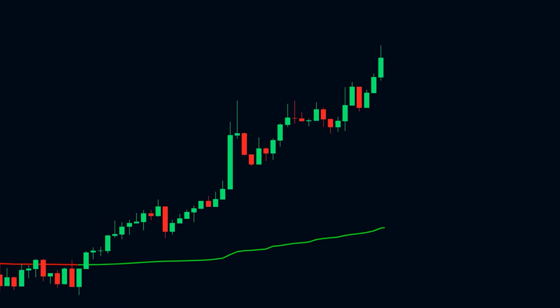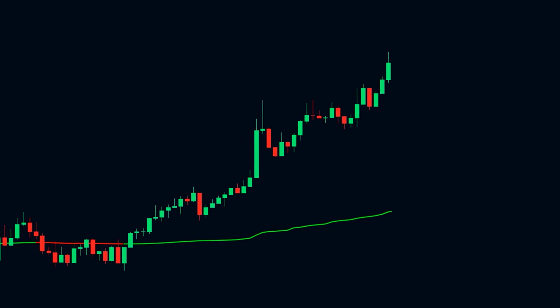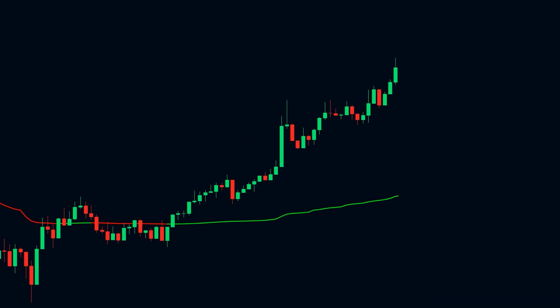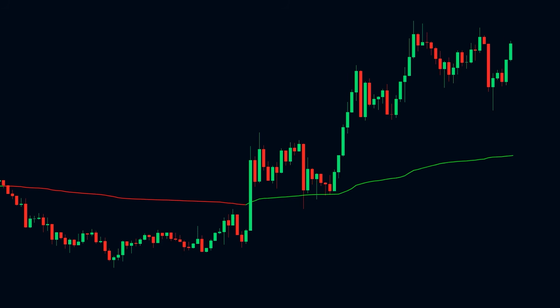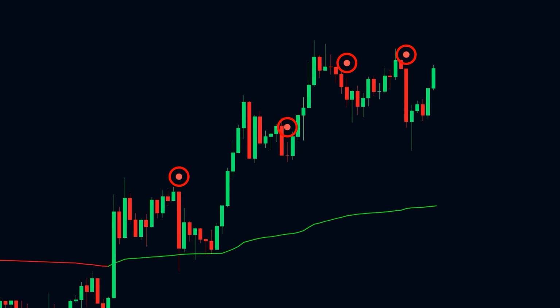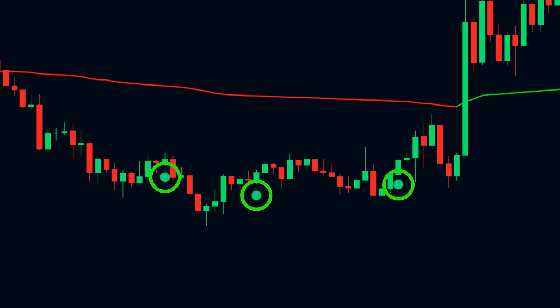It also scans for gaps and automatically discards any signal that forms during unusual or illiquid price action. There's a built-in cooldown to avoid clutter. You won't see a cluster of dots in one trend unless each divergence is confirmed with fresh context. When all these conditions align, the indicator plots a dot on your chart. Red dots for bearish divergences when price is rising, but the VWAP is falling, and green dots for bullish divergences when price is falling, but the VWAP is rising.